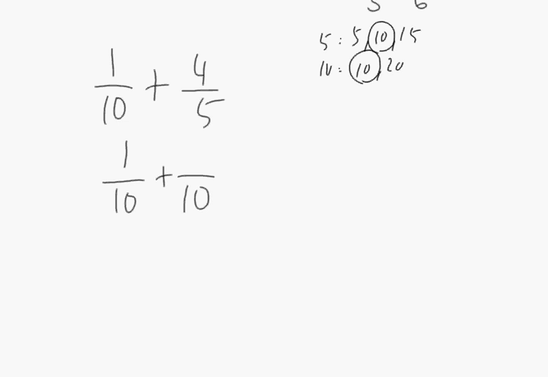It's going to stay 1/10. And 4/5 is going to become a different fraction that has the same value. So I multiply 5 by 2, 4 by 2, we get 8/10.